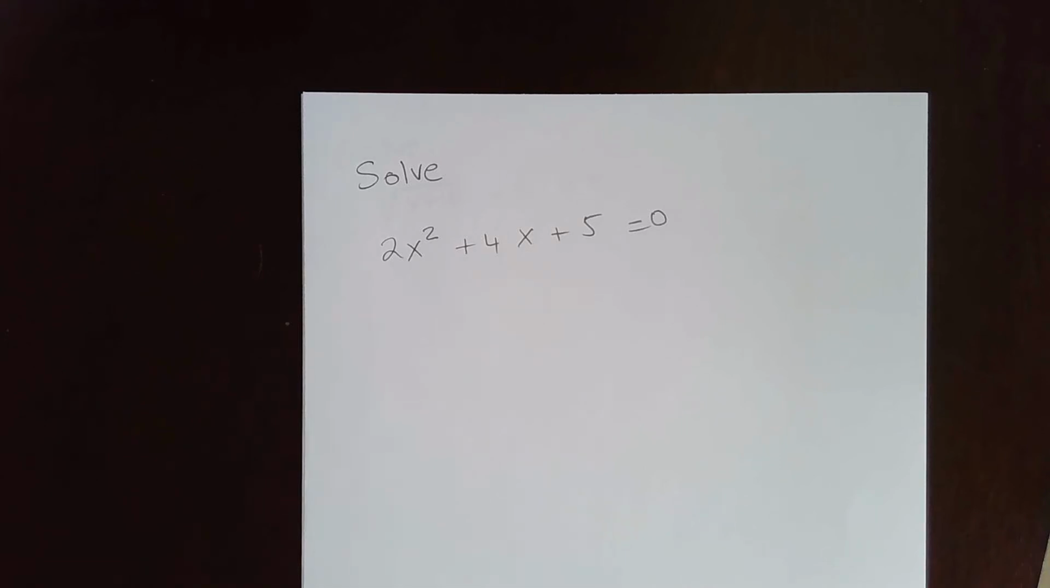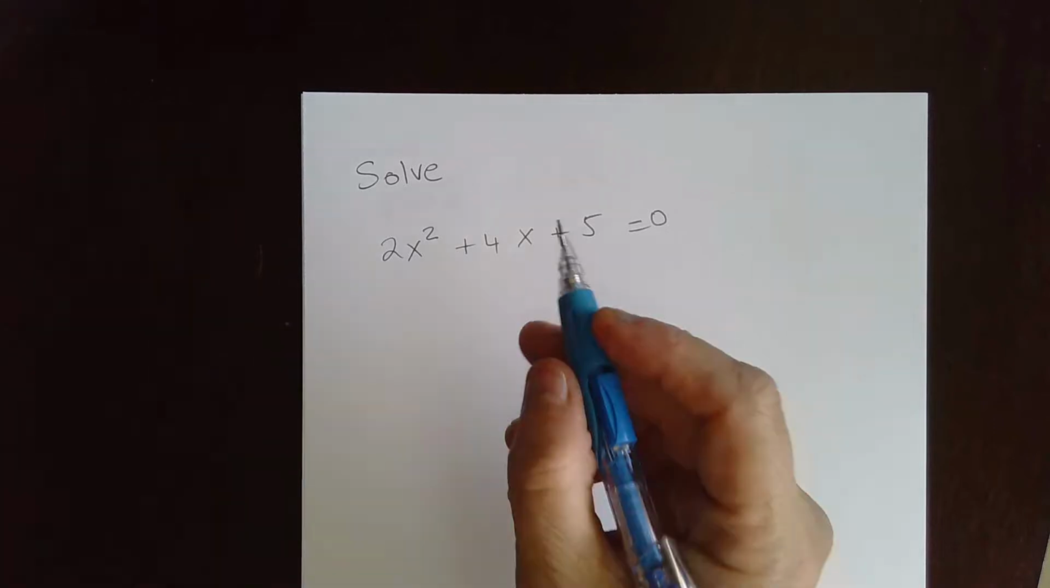Hello everybody, today we're going to solve a quadratic equation. We have 2x squared plus 4x plus 5 equal to 0. So let's go ahead and try to solve this quadratic equation by factoring.